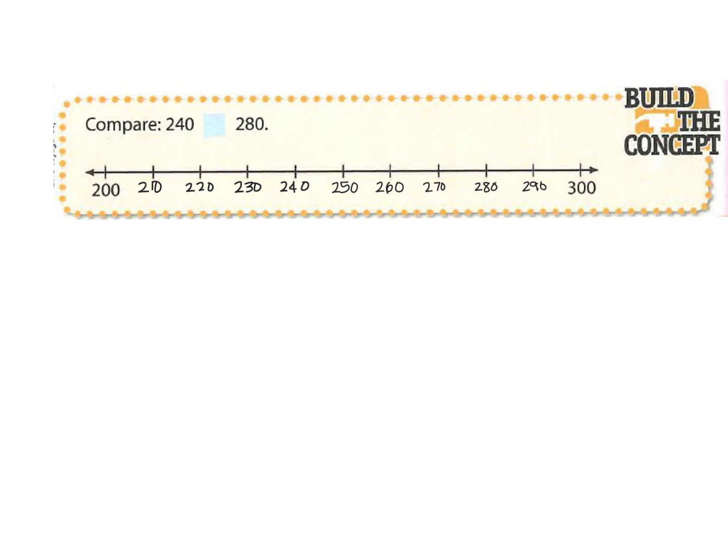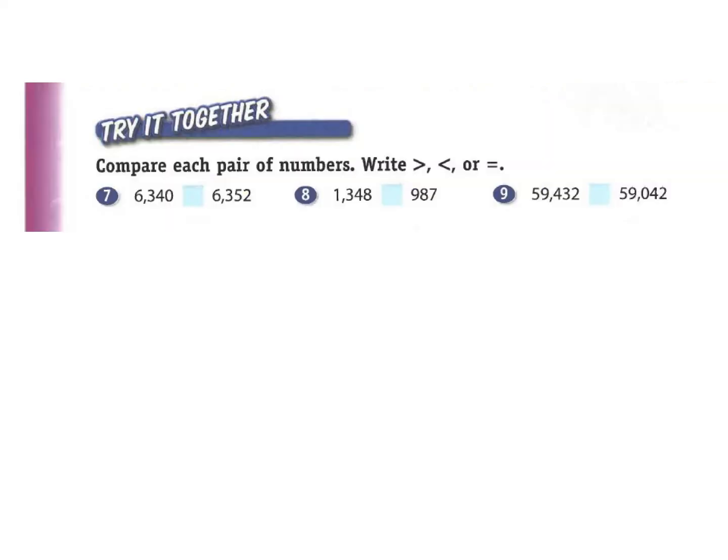Okay, now that yours is labeled, let's go and make our points. So 240 is right here. So mark that on your number line. And then 280 is right here, so mark that on your number line. So we can see on the number line, it's really easy to see that 280 is greater than, so we would have to put in the sign: 240 is less than 280.